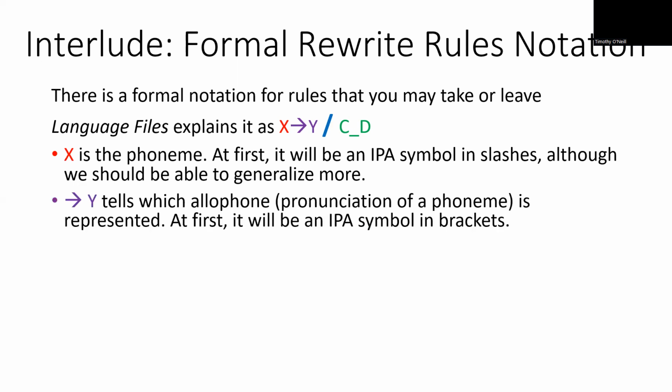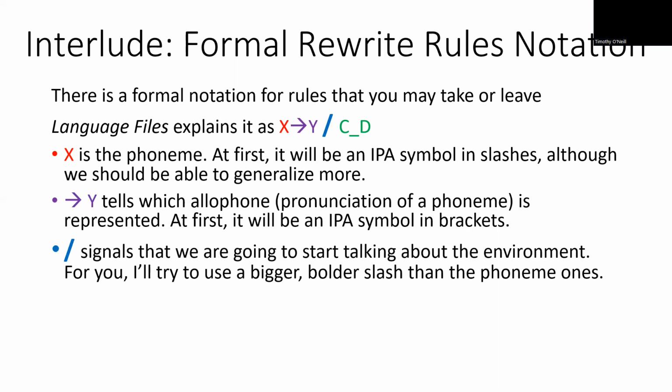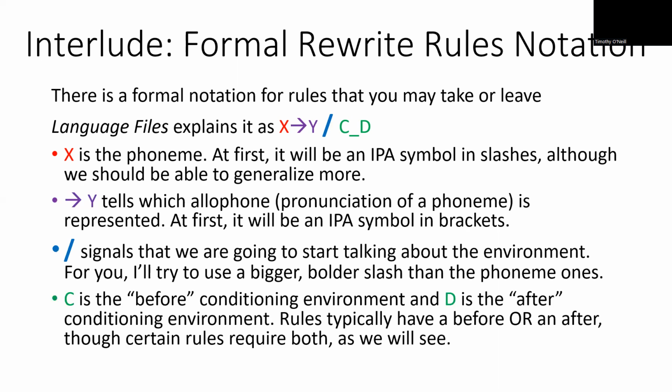So the arrow tells you what it says: this is what it's becoming, and then you'll write the allophone. Again, at first, that'll be an IPA symbol, but not in slashes. It's going to be in brackets to say this is a pronunciation, this is a phonetic realization, as we say in the jargon of linguistics. That slash says, okay, we're done talking about the allophones and phonemes. Now we're going to tell you what the environment is. And just to keep the slashes separate, I'll try to make this a bigger, bolder slash.